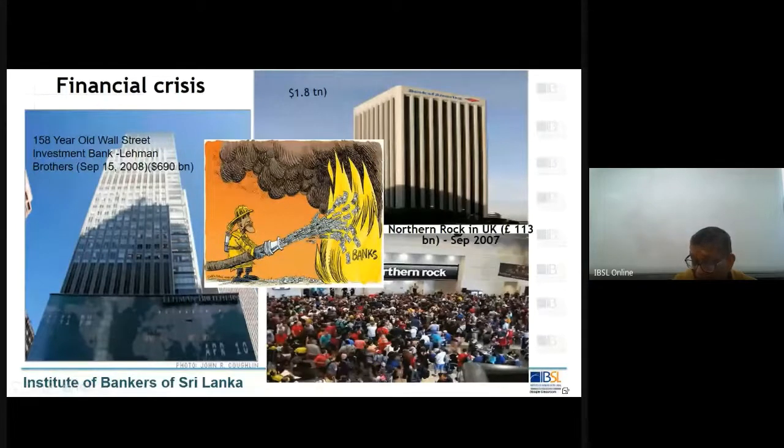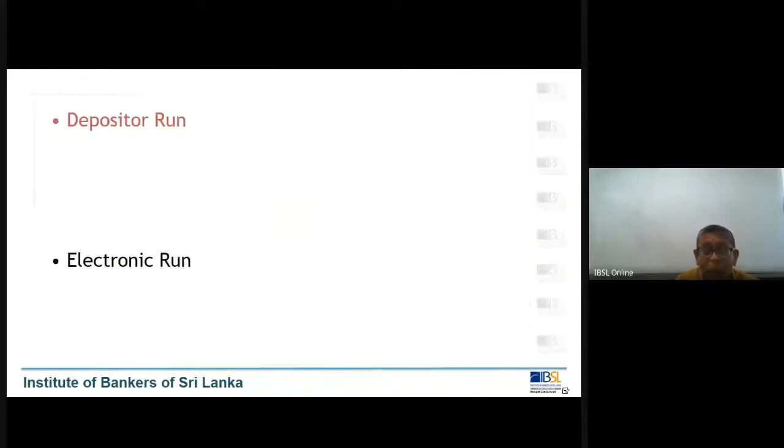We had Swarna Mahal, ETI, where a lot of people went to the bank and asked for their money, the depositors and all. Why? Because they lost confidence in these financial institutions. Likewise in 2007, 2008, in the UK, a big bank like Northern Rock Bank, people rushed physically to the bank and asked for their money. So what do you call that incident? Now let's look at it.